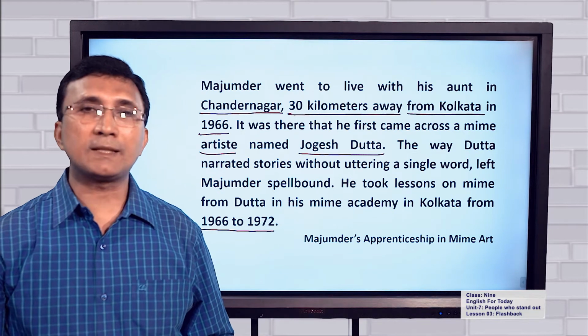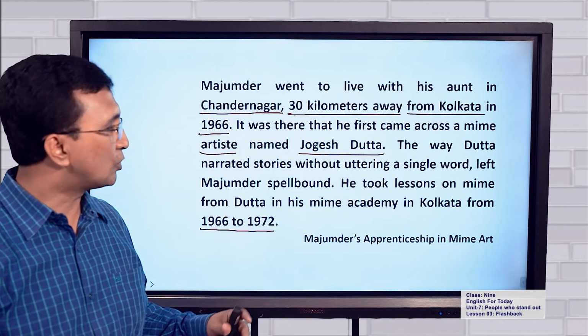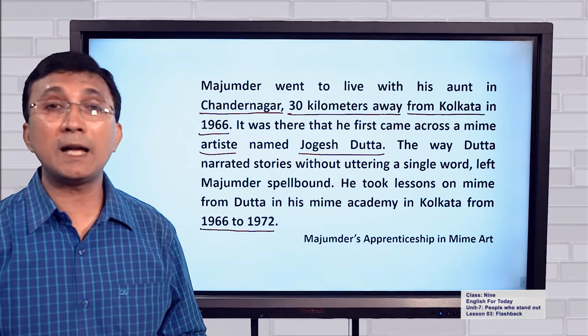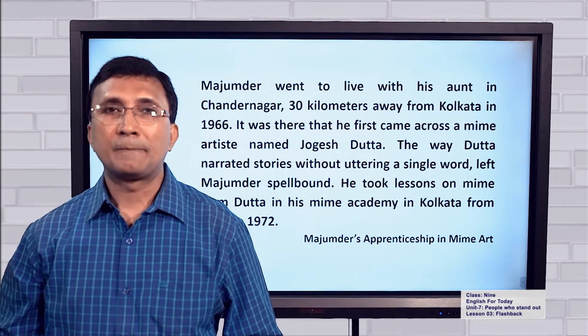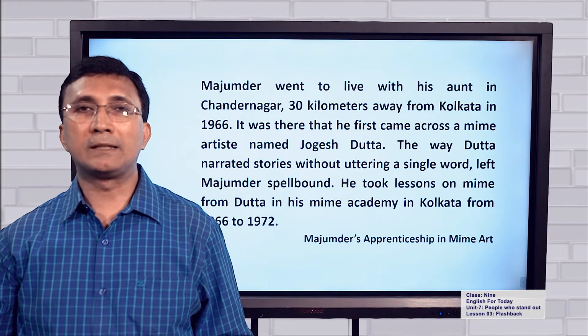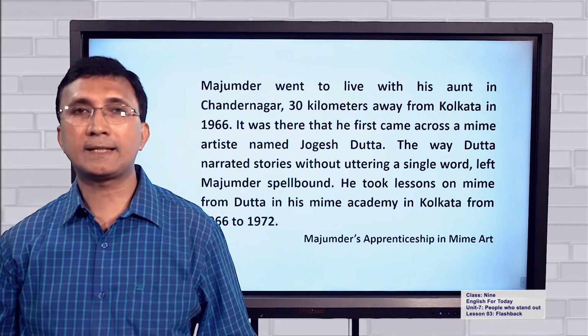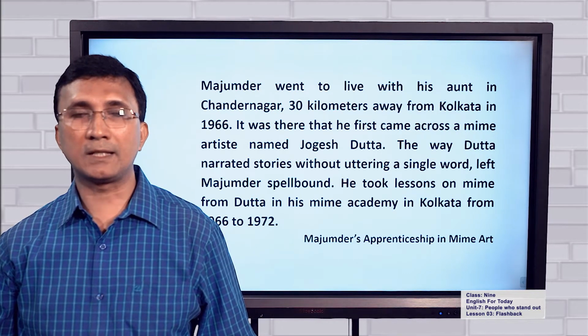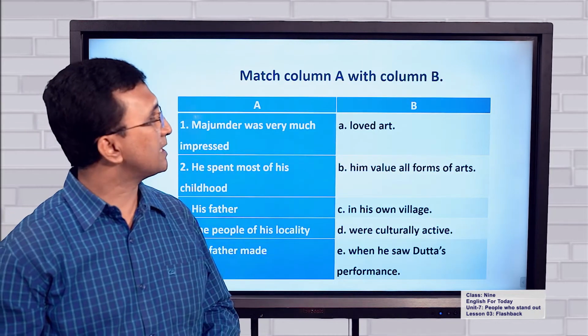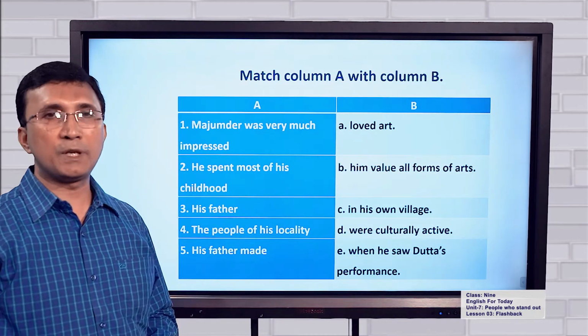Actually, this passage indicates Majumdar's apprenticeship in mime art. Dear students, we have already read the text. Now we have some activity to do. Let's see. What is the first activity for us? Match column A with column B.